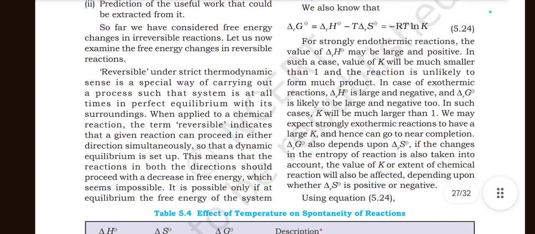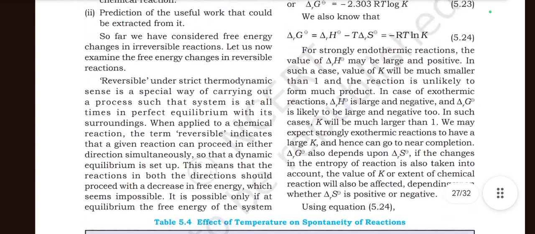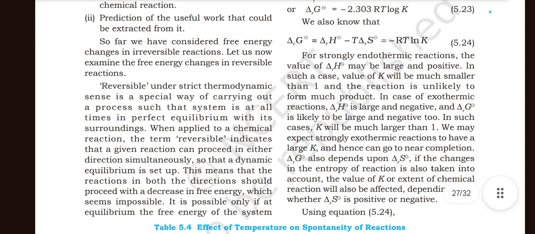So far, we have considered free energy changes in irreversible reactions. Let us now examine the free energy changes in reversible reactions. Reversible, in the strict thermodynamic sense, is a special way of carrying out a process such that the system is in equilibrium with the surroundings. When applied to a chemical reaction, the term reversible indicates that a given reaction can proceed in either direction simultaneously, so that a thermodynamic equilibrium is set up.